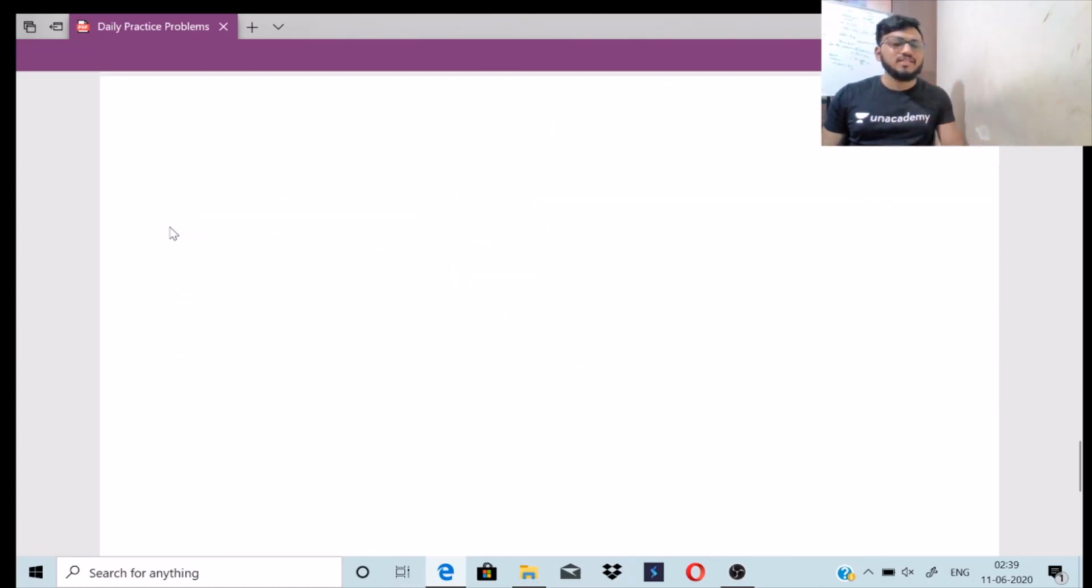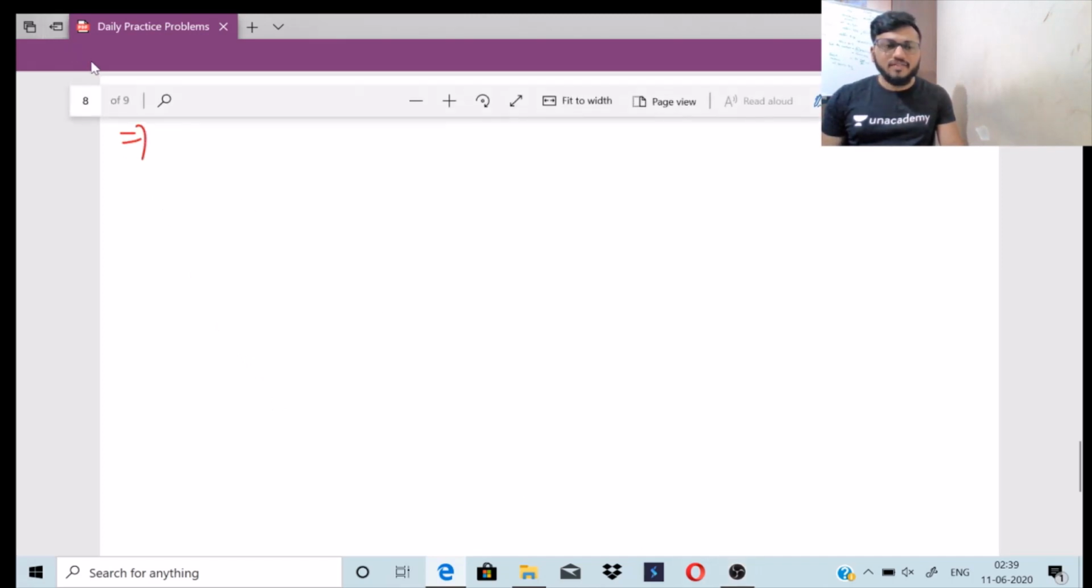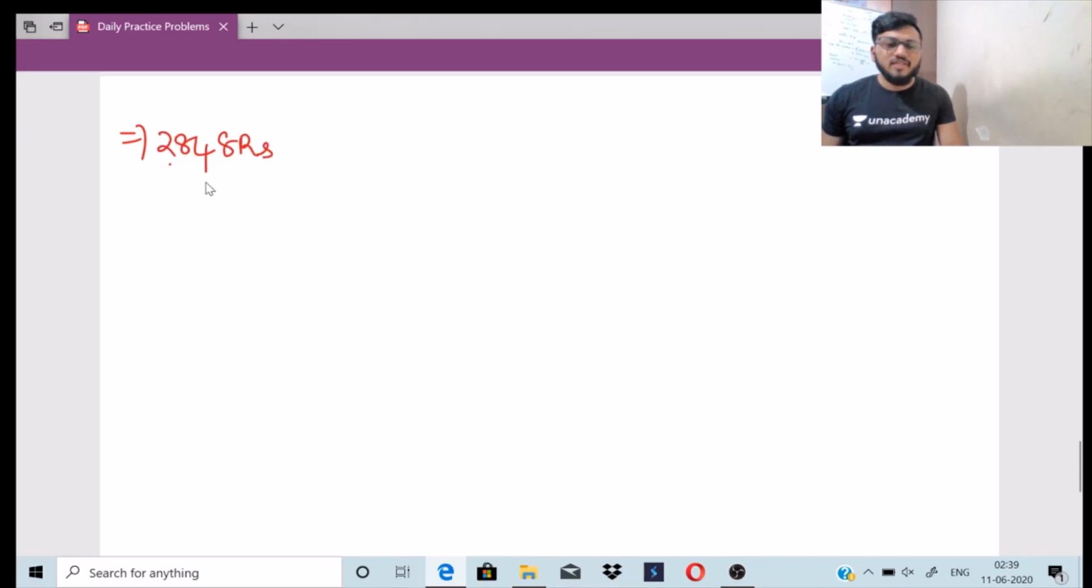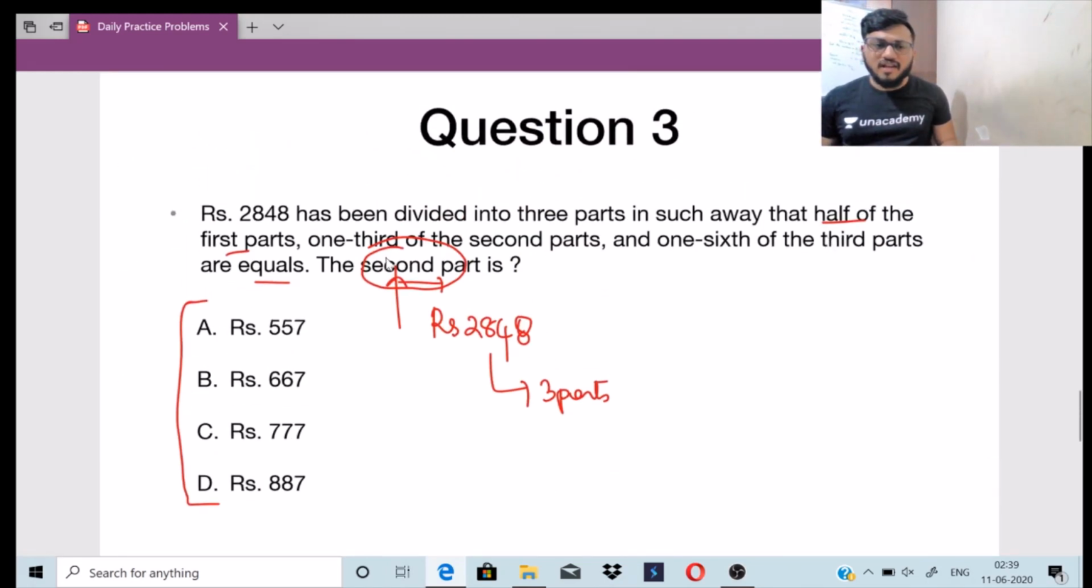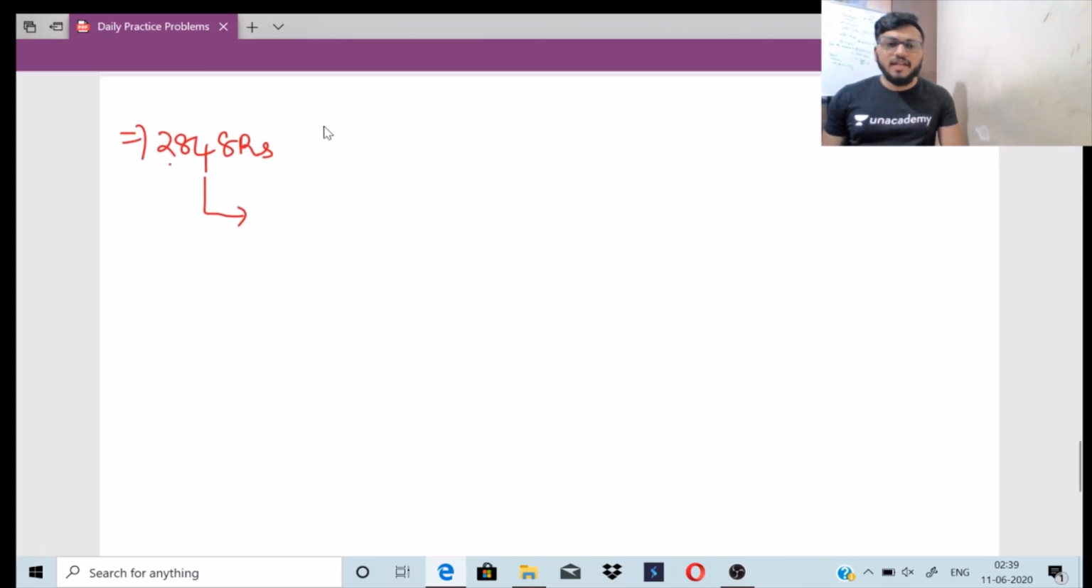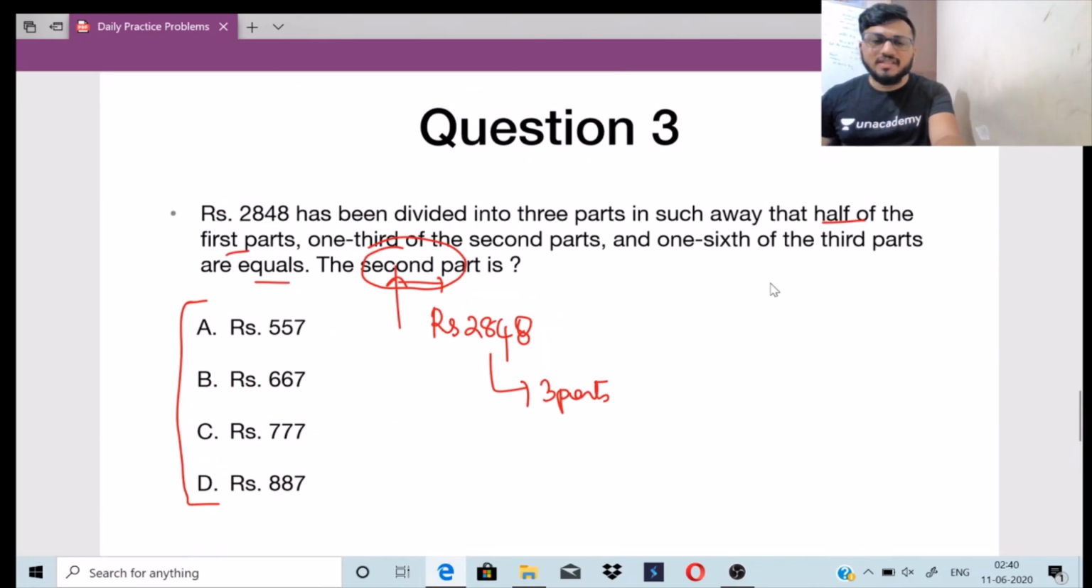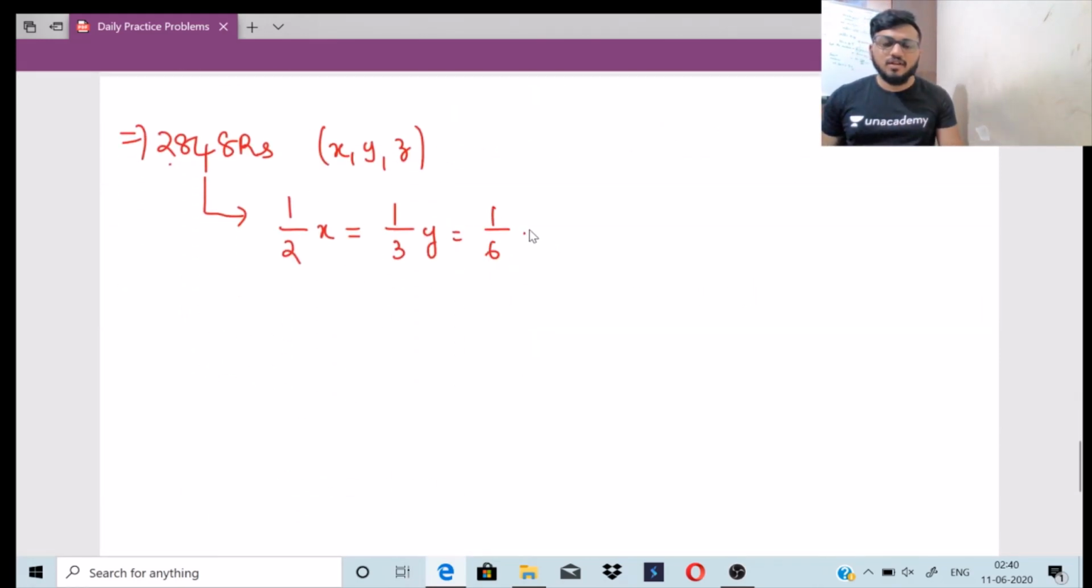So it is actually a simple problem, right? What they have given is the total amount, 2,848 rupees. It is divided into three parts, and what they have told is one half of the first part. So let me take the three numbers as x, y, and z. So one half of the first part, half of x, is equal to one third of the second part, 1 by 3 of y, is equal to 1/6 of the third part, 1 by 6 of z.